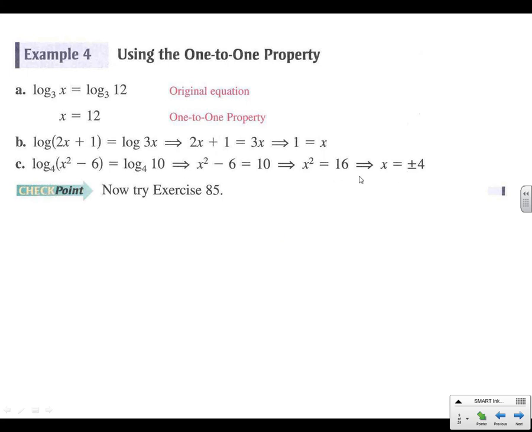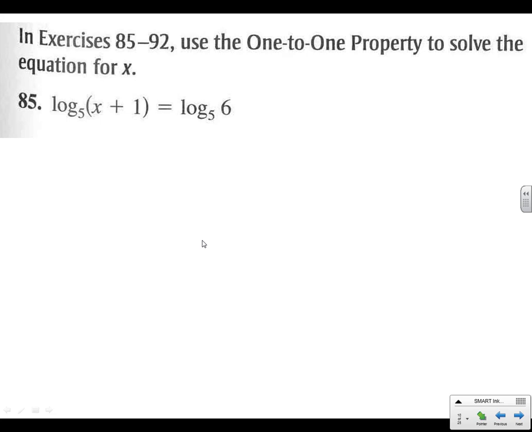Now note in this one the negative works because it's not the whole thing being negative. It's just what we're plugging in there being negative. Okay, so we can use a negative 4. All right, your turn on 85. See if you can figure out x.